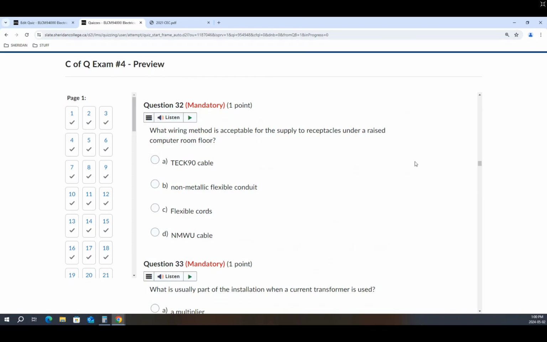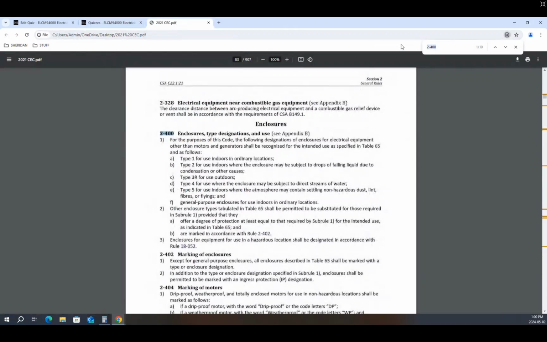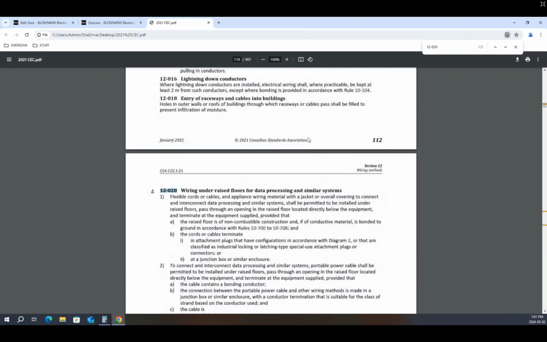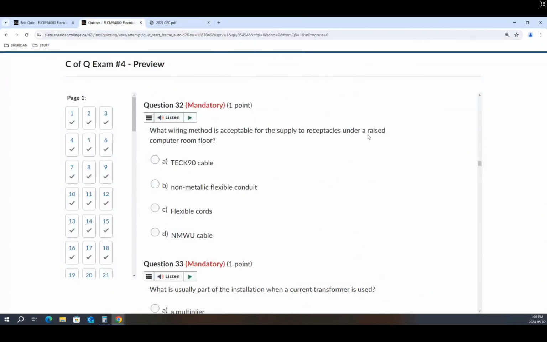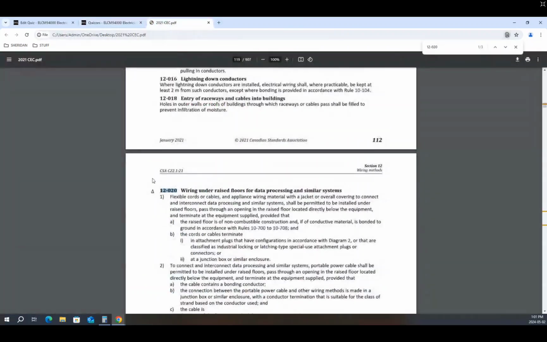What wiring method is acceptable for the supply to receptacles under a raised computer room floor? And that's section 12. So we're in wiring methods, and 020 is wiring under raised floors for data processing and similar systems. So what wiring method is acceptable under a raised computer room floor? That's the rule.